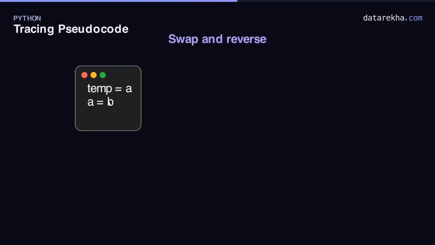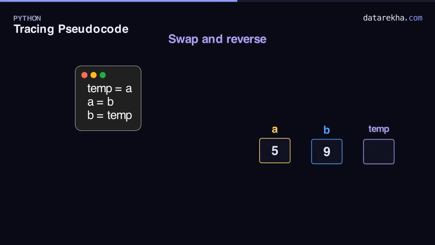Before we reverse anything, the humble swap, trading two values. Say A holds 5 and B holds 9, and we want them exchanged. Here is the trap. If you just wrote A gets B, you would clobber the 5 before you ever saved it. It is gone. So we use a temporary box. Temp gets A. 5 is now safely parked in temp.